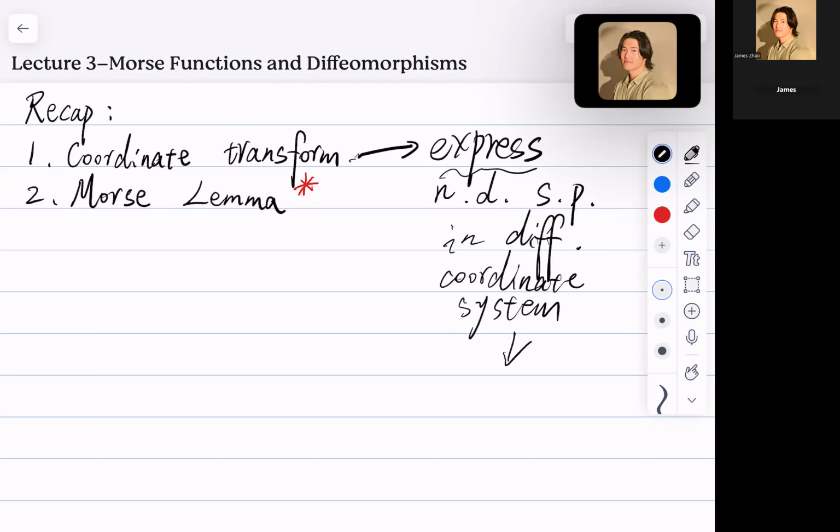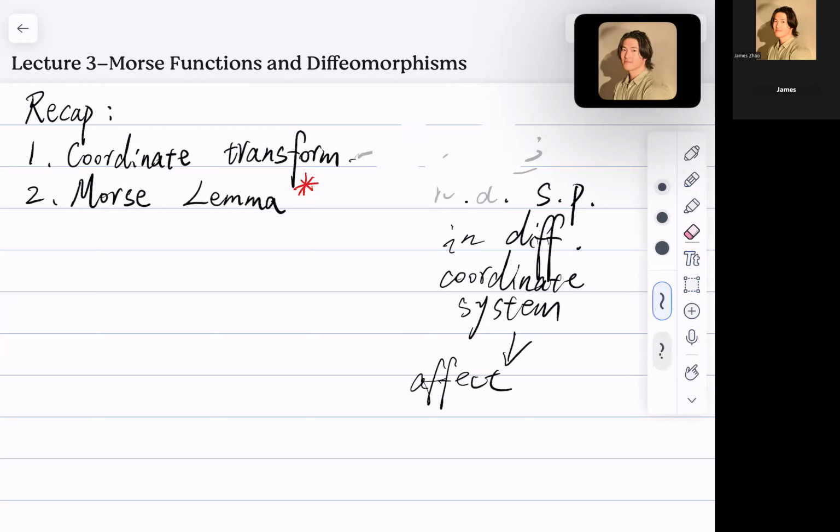This will not affect the property of whether this point is a degenerate saddle point or a non-degenerate saddle point. The property persists no matter how you change your coordinates, which makes sense, right? Because you should preserve your property. You're just changing a local coordinate. You're changing how it's expressed, but then this shouldn't actually affect anything.